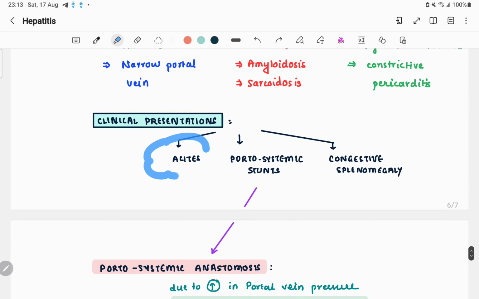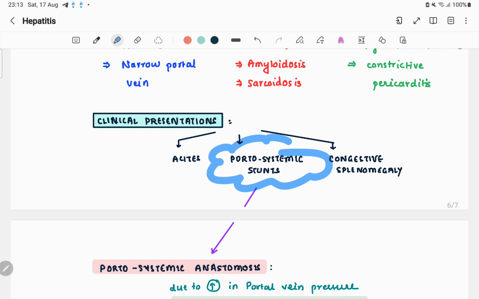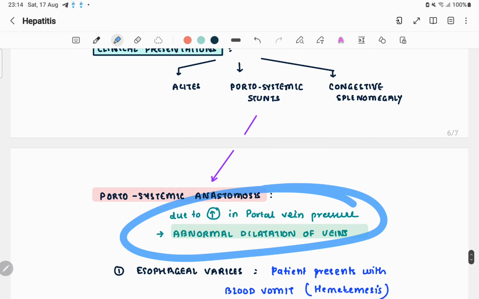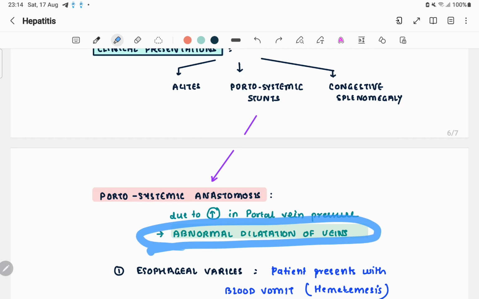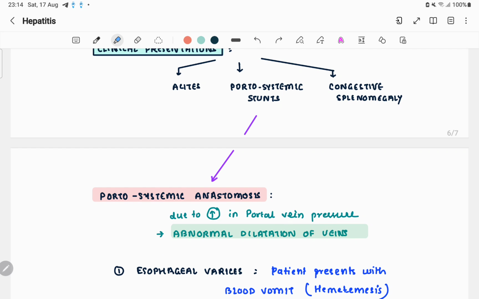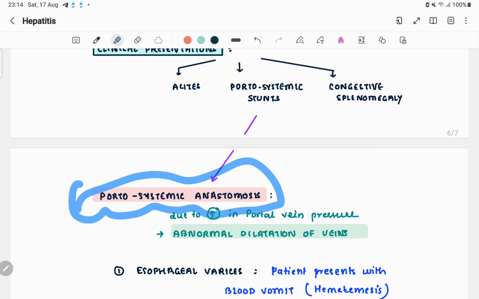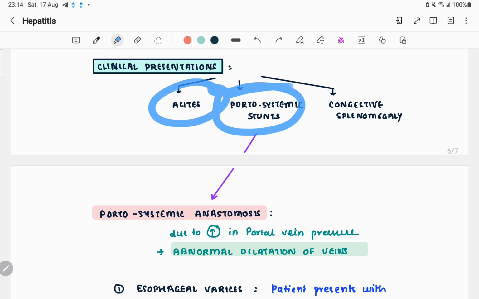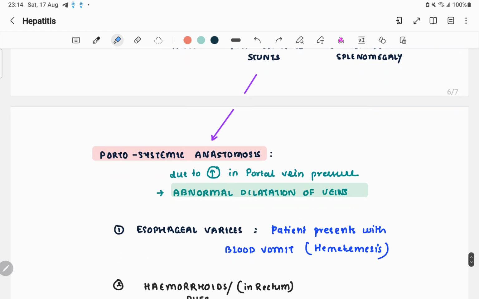Clinical presentation is ascites, increase in fluid accumulation in the peritoneum. Portosystemic anastomosis, due to the increased portal vein pressure, causes abnormal dilatation of veins, which connect elsewhere. So portosystemic anastomoses occur, and congestive splenomegaly has occurred. Ascites, portosystemic shunts, congestive splenomegaly.